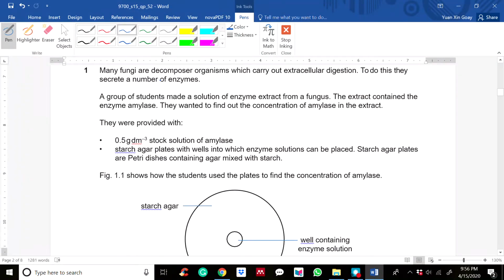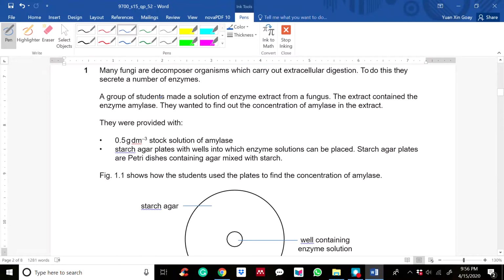Many fungi are decomposer organisms. Decomposer means that they can break down the dead material in order to get nutrients. They carry out extracellular digestion. They break down the food outside of their body. To do this, they secrete a number of enzymes, which will help them to break down the food chemically outside their body, which they later can absorb as nutrients.